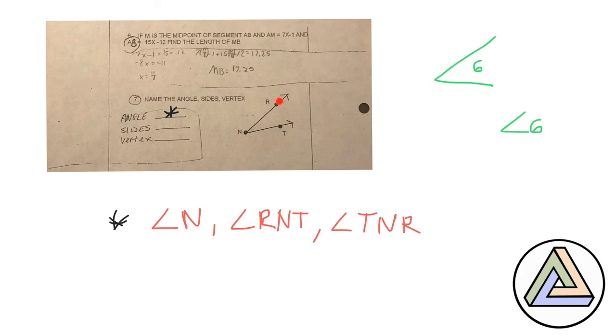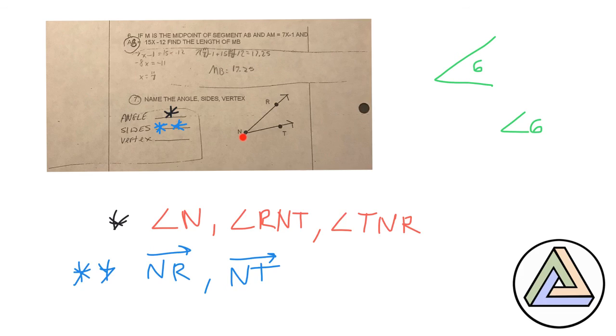All right, sides. What are the sides? Well, we're dealing with two rays. We have this ray going, and we have this ray going. So for that one, we'll do a double asterisk. The sides are NR, and that is a ray, and we have NT, and that is a ray. Notice how the endpoint of the ray corresponds with the actual endpoint of the ray, the letter, right? Okay, so that's important.